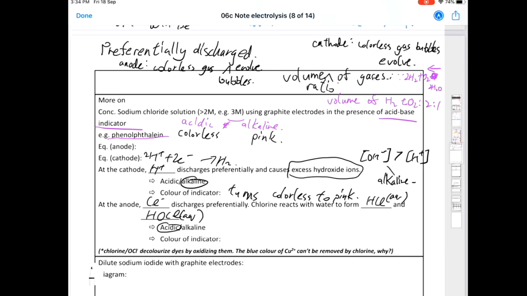How about the color of the indicator this time? Colorless. It remains colorless. Originally neutral is colorless, and colorless in an acidic environment is also colorless. So it remains colorless at the anode.